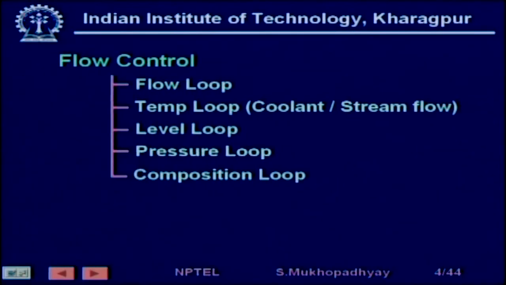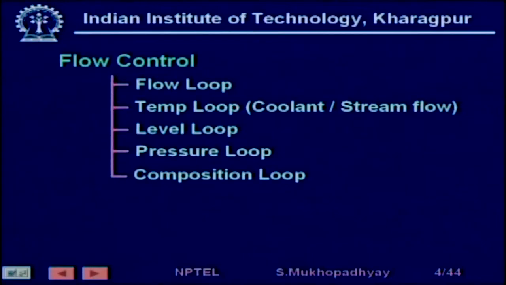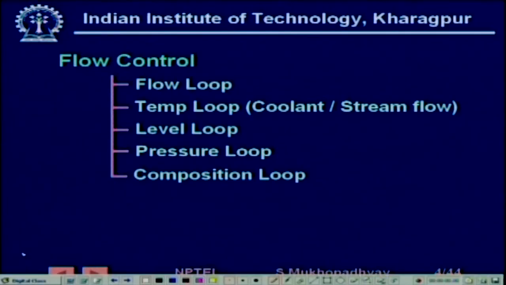First of all, let us have a look at the importance of flow control. Flow control is probably the most important control in a process control application, and as we shall see during our process control module, flow control loops form a part of most types of control loops. For example, they are parts of flow loops, where directly flow has to be controlled. Flow is the final objective of control. They are parts of temperature loops, because temperature is generally controlled by controlling flow of either a coolant or, let us say, steam for heating. This is not stream, this is steam.